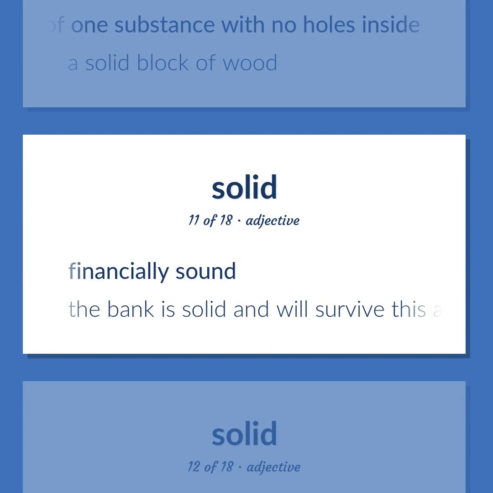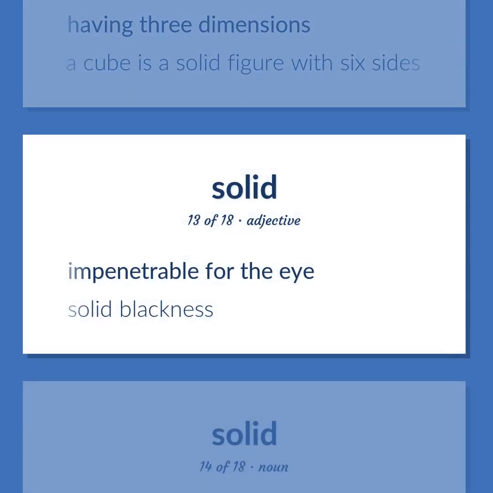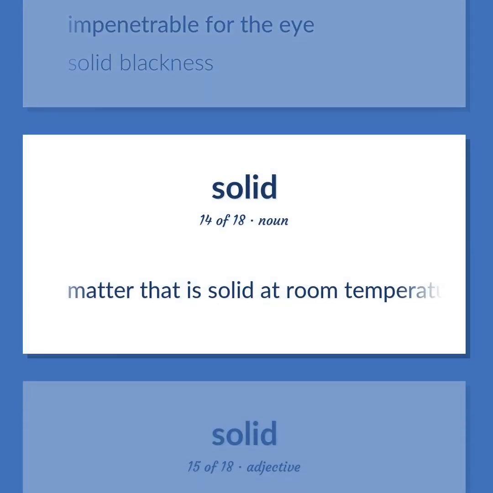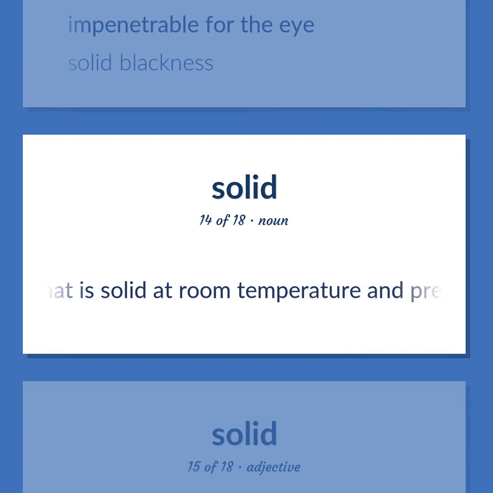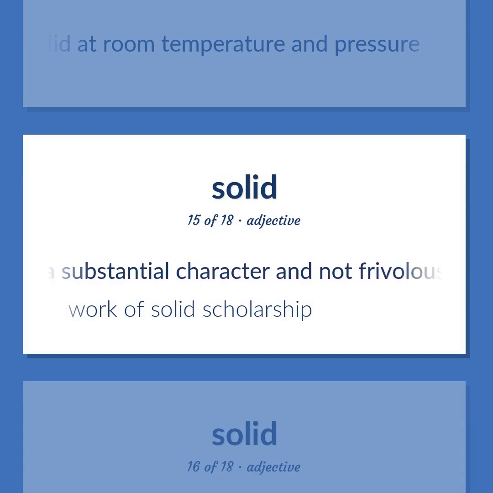Financially sound. The bank is solid and will survive this attack. Having 3 dimensions. A cube is a solid figure with 6 sides. Impenetrable for the eye. Solid blackness. Matter that is solid at room temperature and pressure. Of a substantial character and not frivolous or superficial. Work of solid scholarship.